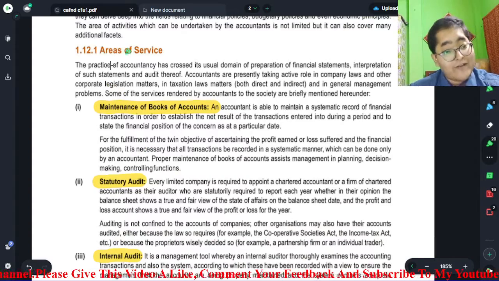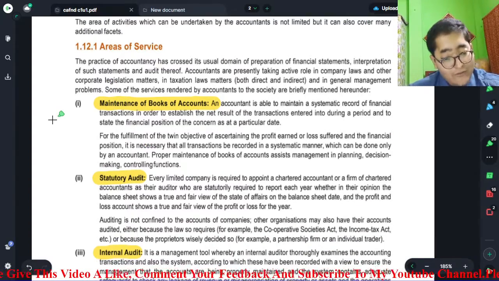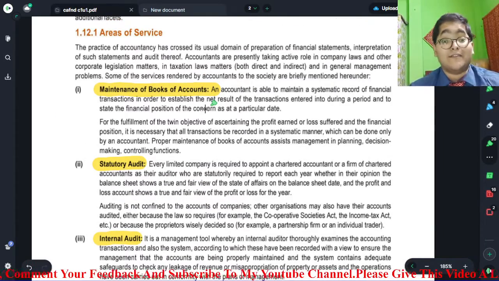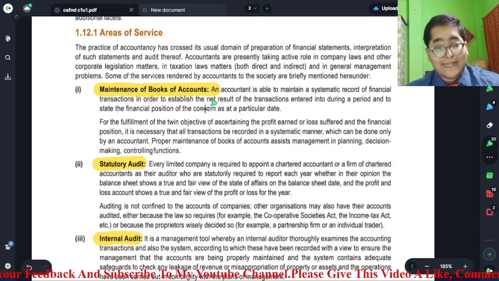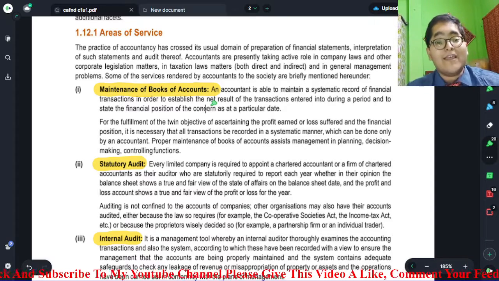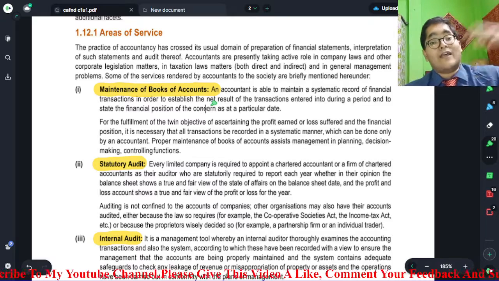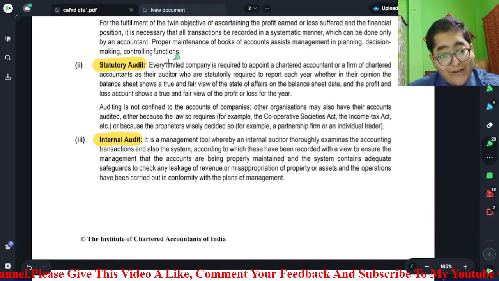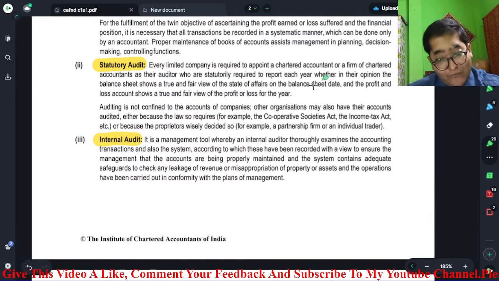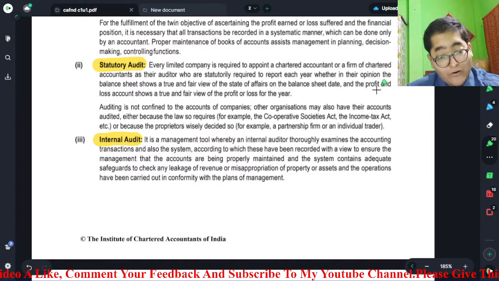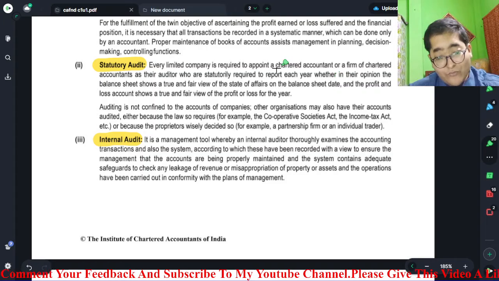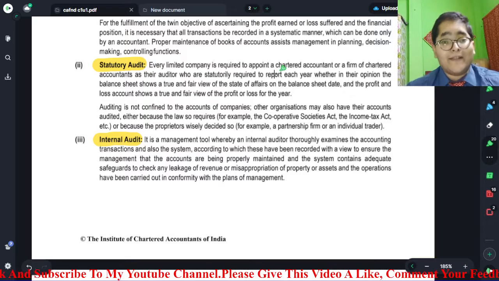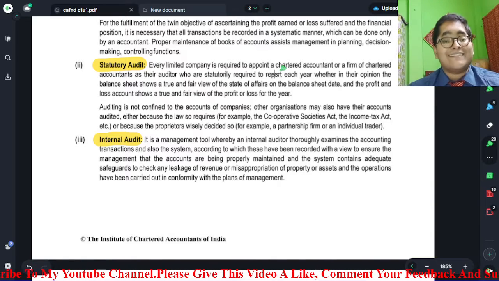Areas of services of an accountant: maintenance of books of accounts. An accountant can easily maintain the books of accounts as per the laws, rules and regulations stated for recording the accounts. Then statutory audit. Every limited company is required to appoint a chartered accountant or a firm of chartered accountants for statutory audit. Statutorily required to report each year. Any limited company, any public company is required to do a statutory audit.